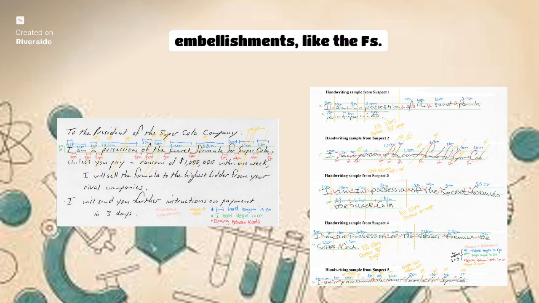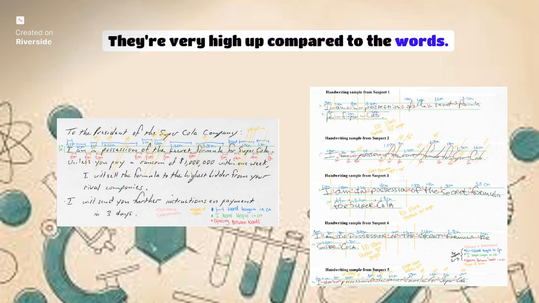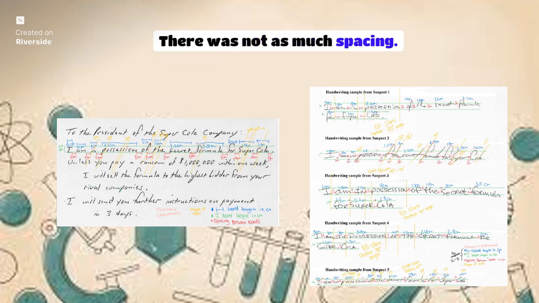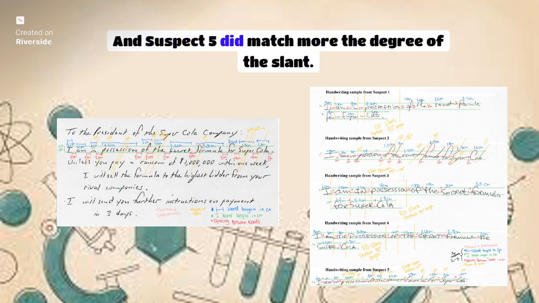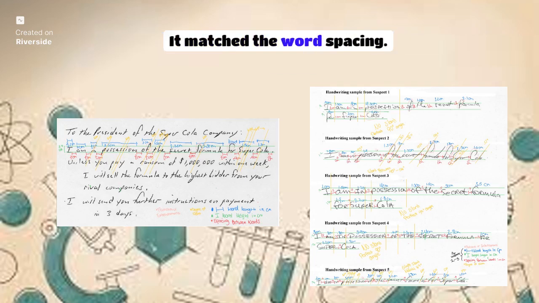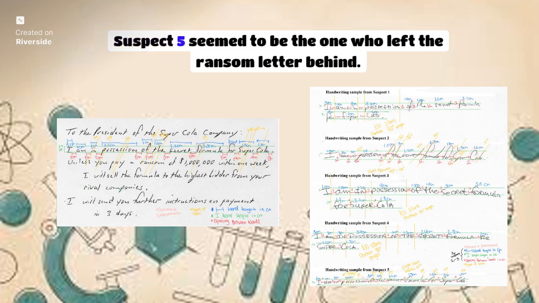Like the F's, they're very high up compared to the words. The words were more squished together. There was not as much spacing, and I saw that with the measurements, of course. And suspect 5 did match more the degree of the slant. It matched the word spacing. It matched just everything. So suspect 5 seemed to be the one who left the ransom letter behind, right?